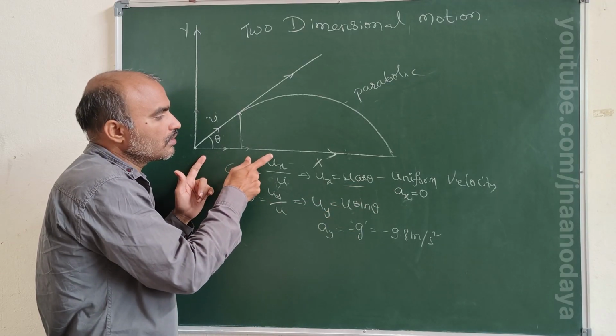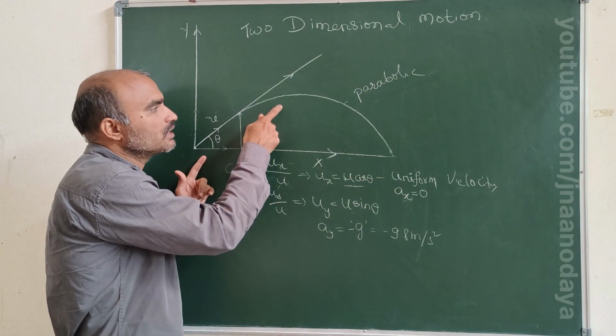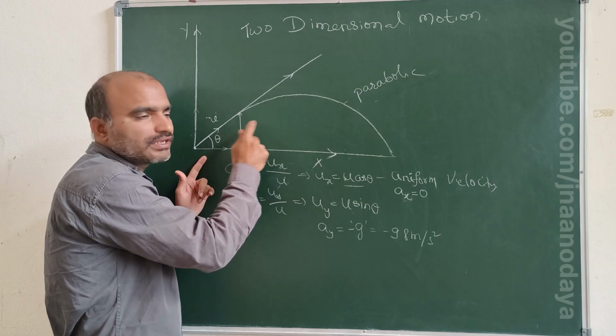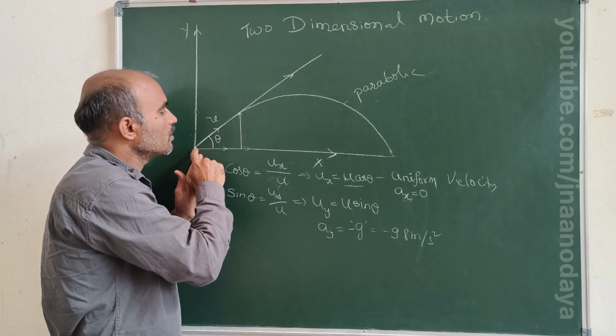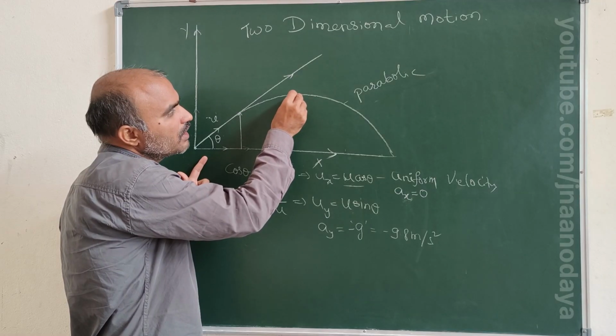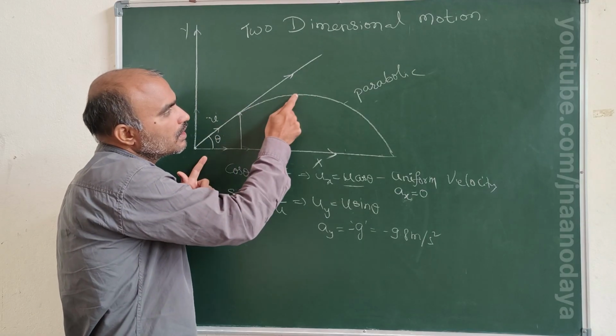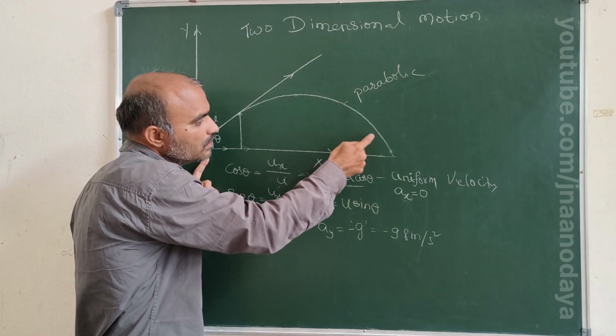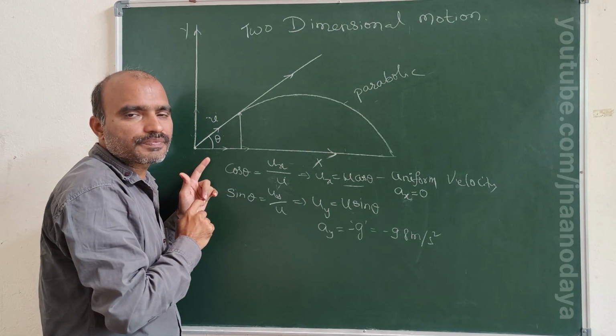Now, as the object is going in the upward direction, the velocity of the object gradually decreases. At maximum height, the vertical component of velocity becomes zero, and the object starts again in the other direction.